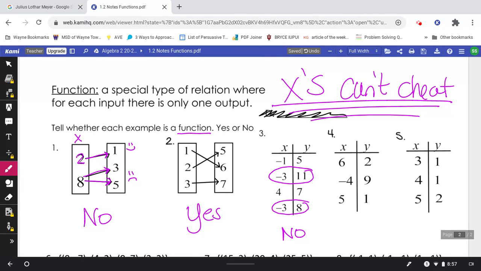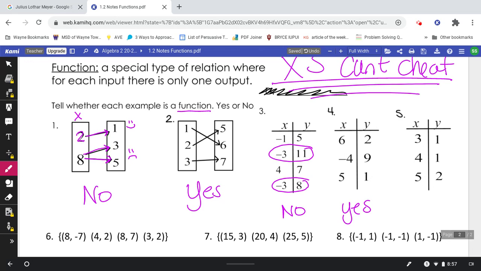Take a look at number 4. Is that a yes or a no? Number 4 is a yes. Each of them are paired with just one number, and none of the X's are cheating. All right, number 5 is a little bit strange. It's a special case. 3 is paired with 1, 4 is paired with 1, 5 is paired with 2.